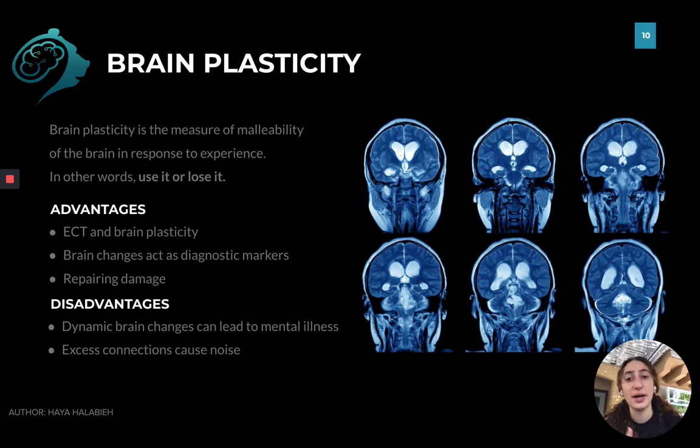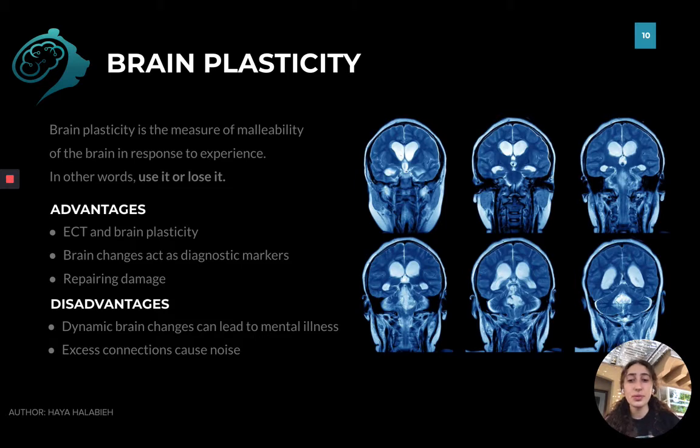So, yes, you might have lost a little bit of the skills, but don't worry, because your brain is plastic, you can gain that back. There are advantages and disadvantages, right? The advantages to brain plasticity is that we can actually change the composition of our brain. And this can be good if there's something we don't want or if there's something we want that we don't have.